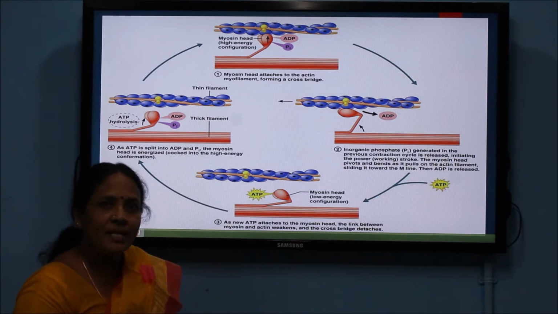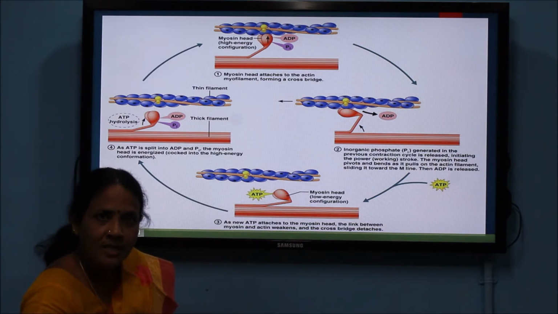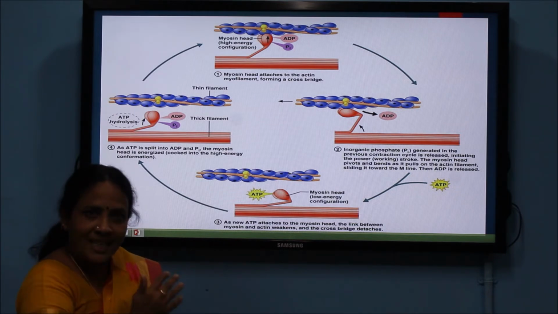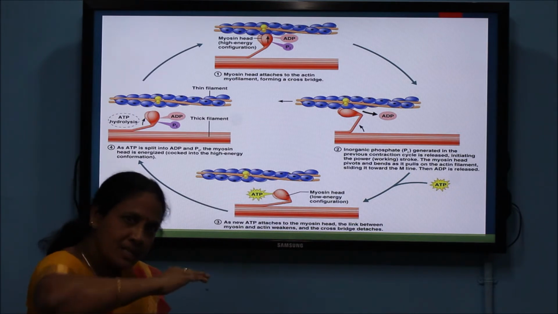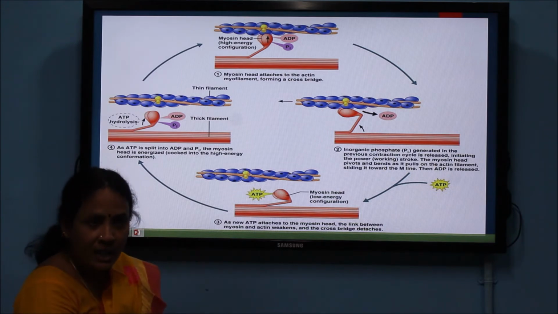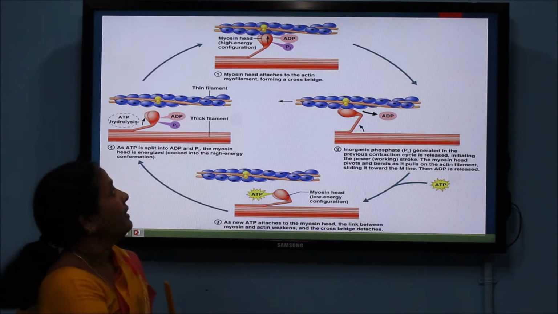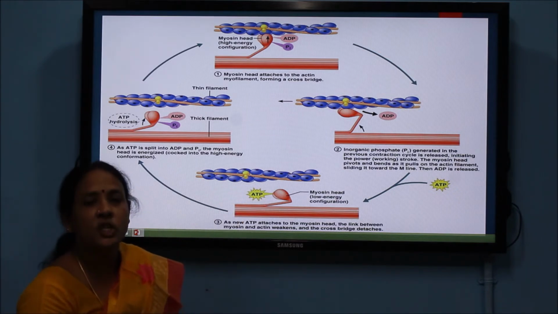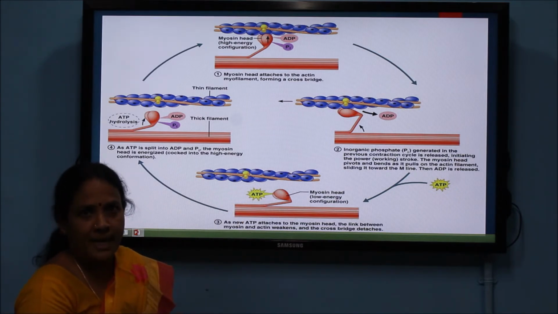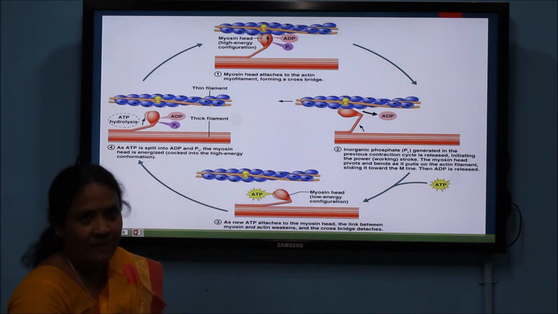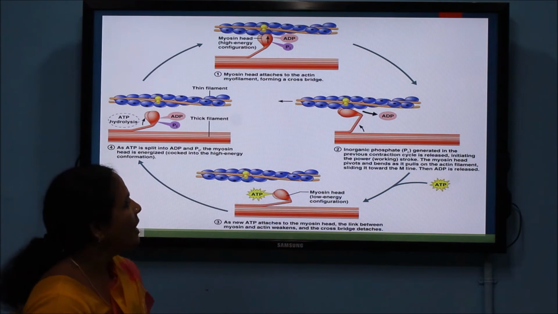At that time, what happens? Once again the calcium ions return to the sarcoplasmic reticulum. Once again the troponin masks the active site of the actin and they come to their original position. In this way the contraction and the relaxation of the muscles take place, which brings the movement to our body.